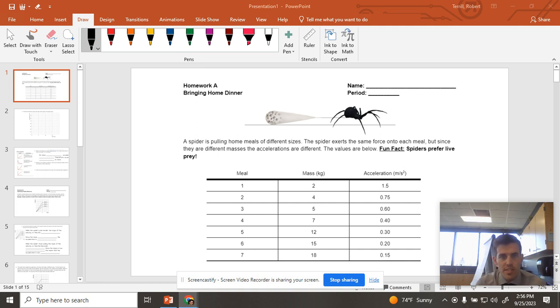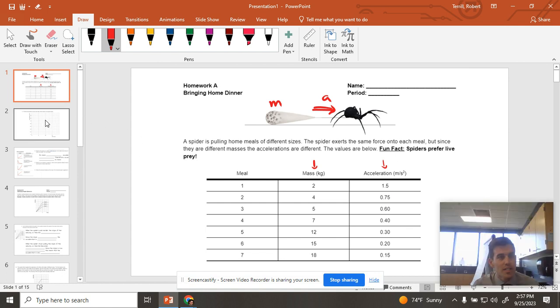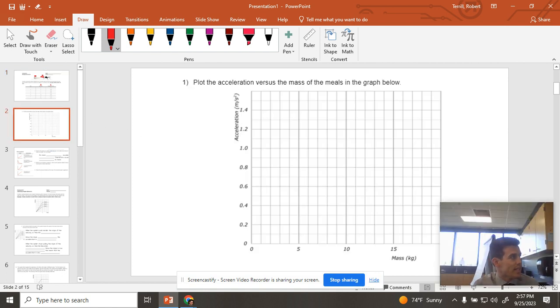All right, going over some of these homework videos. This is homework A, bringing home dinner. We have this spider who's pulling the mass, and there's some information given to us based on the mass that it's pulling, and that turns into an acceleration value. So that's what this table is here. We have our masses and our accelerations. With that information in hand, we can start going through and creating our graph.